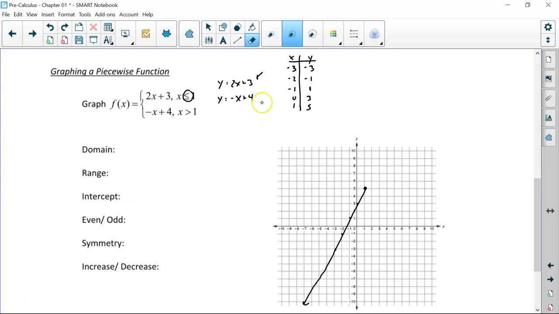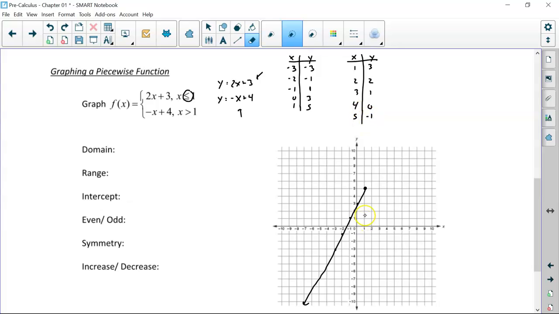Now for the next function, for that negative x plus 4, we're still going to use the 1 to give us a starting off point. We're going to use an open dot there, though. We have a 1, a 2, a 3, and a 4. So when x is 1, negative x plus 4, so negative 1 plus 4 is 3. When x is 2, you get 2. When x is 3, you get 1. When x is 4, you get 0. And we'll throw a 5 on there, you get a negative 1.